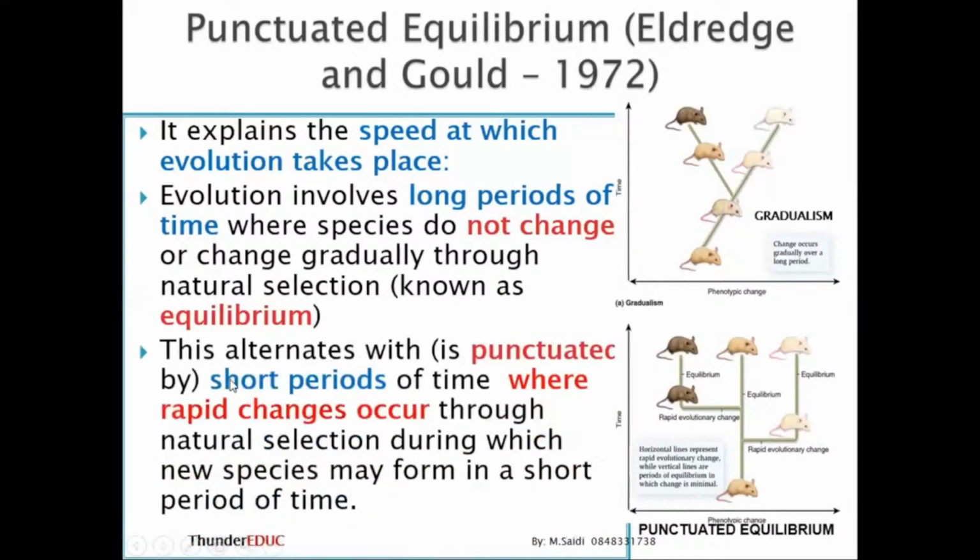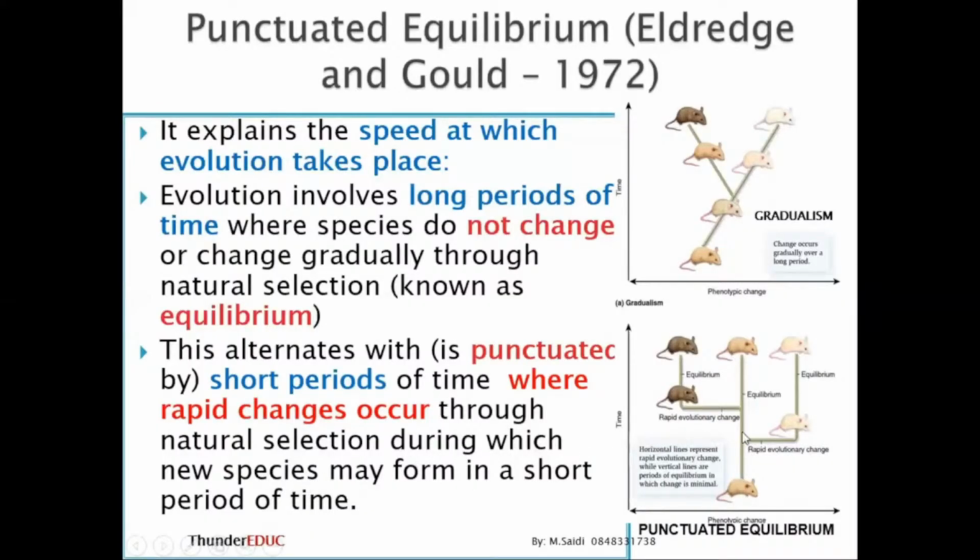And then we are saying that this alternates. It has a period of no change. This alternates with what you call punctuated, that is, short periods of time where rapid changes occur. This is through natural selection, during which new species may form in a short period of time.